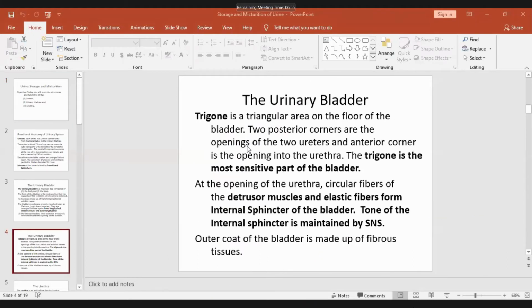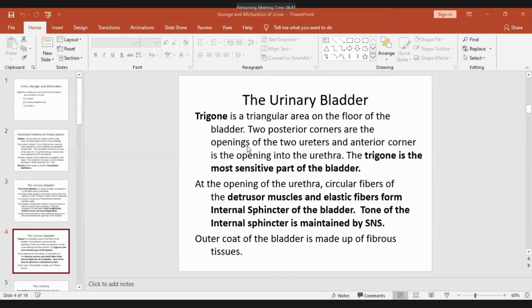Now again, I am coming back to the internal sphincter. The internal sphincter keeps a tone. It is a tonic closure, so the bladder is always kept closed. It prevents the dribbling of the urine. And this is supplied by sympathetic. So sympathetic is the controller of the internal sphincter.